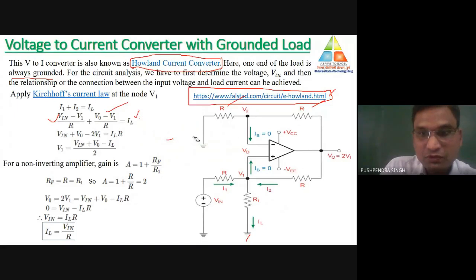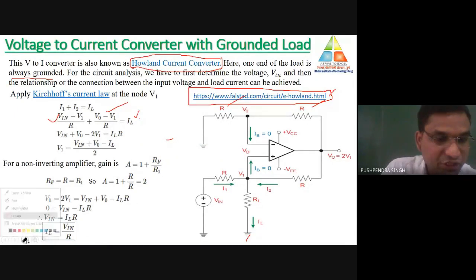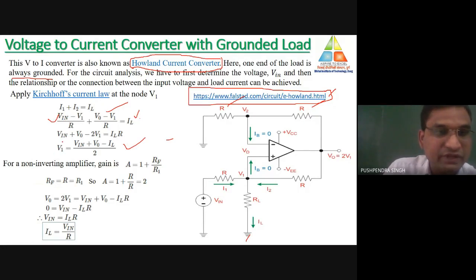Now simplify this equation. After simplification, we need to calculate the value of V1. Why? Because V1 is your intermediate parameter, and whenever we are solving any particular circuit, we need to rectify the values of the intermediate parameters. So with the help of this equation, first of all, we simplify this equation in terms of V1. Now we need to substitute the value of V1 in terms of either input voltage or output voltage or load current. Why? Because these are the only parameters which we need at the output.